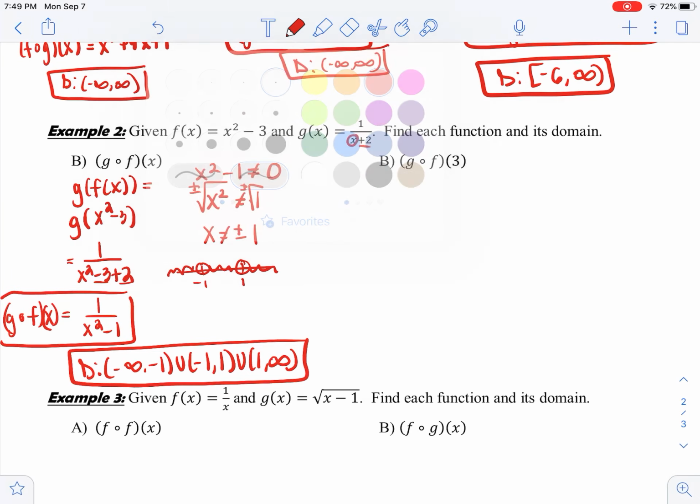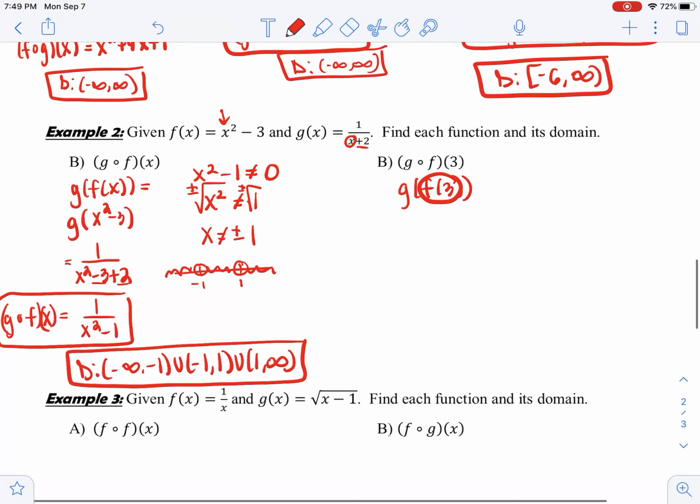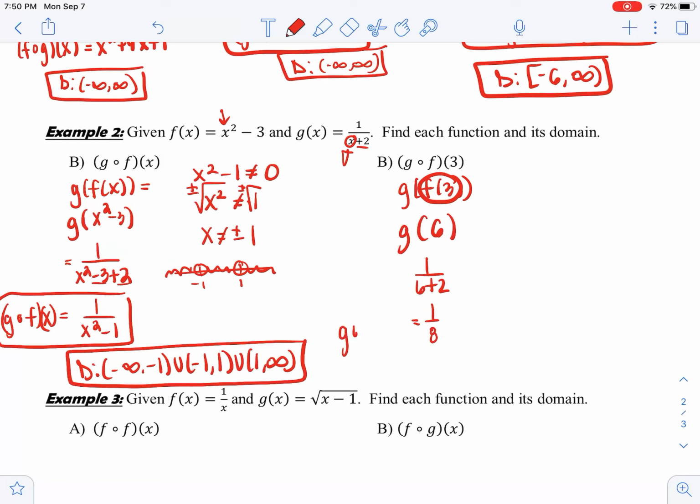All right, next one, g of f of 3. So first things, I have to find f of 3, all right? So we're going to plug 3 into f. Plug in 3 there, I got 3 squared, which is 9. 9 minus 3 is 6. So I'm going to do g of 6. Plug in 6 here. 1 over 6 plus 2. So I get 1/8. g of f of 3 is 1/8.